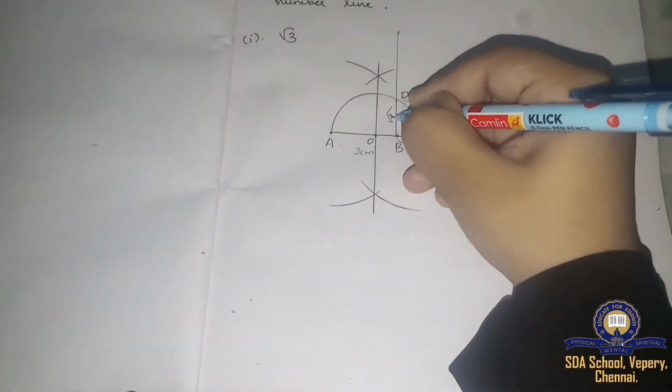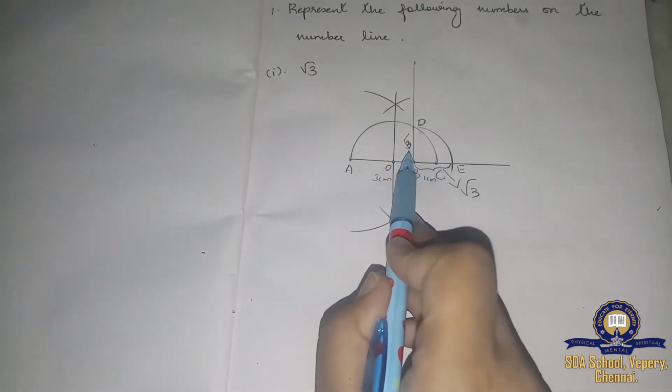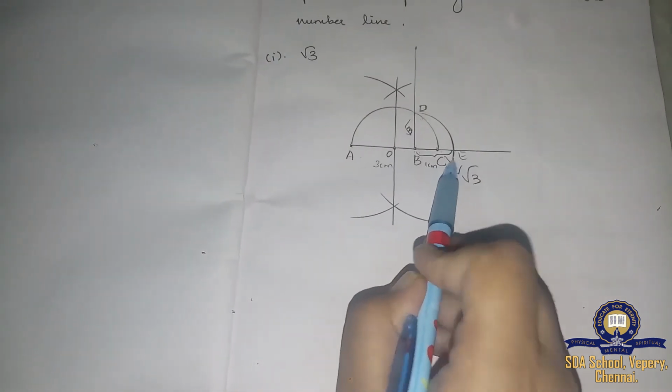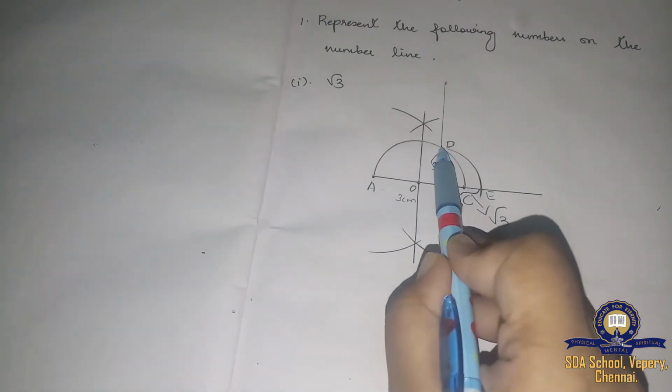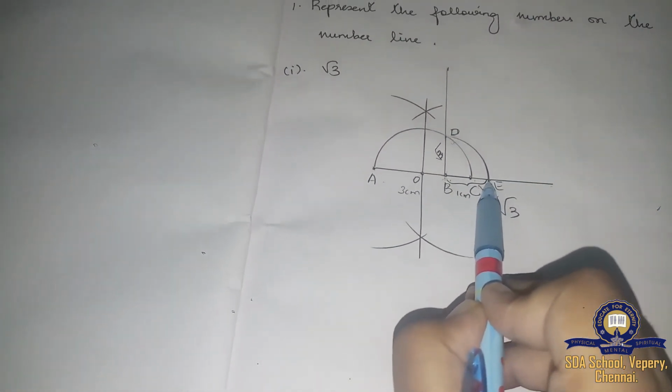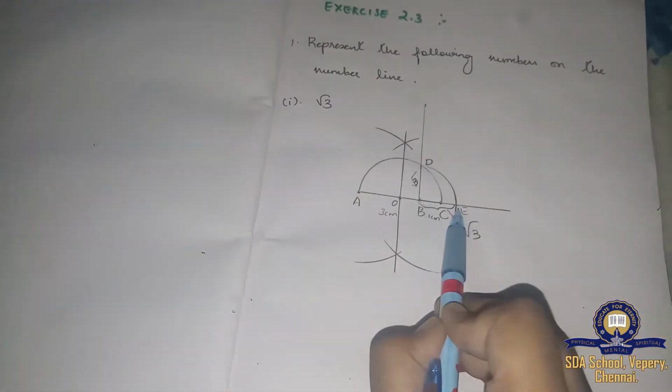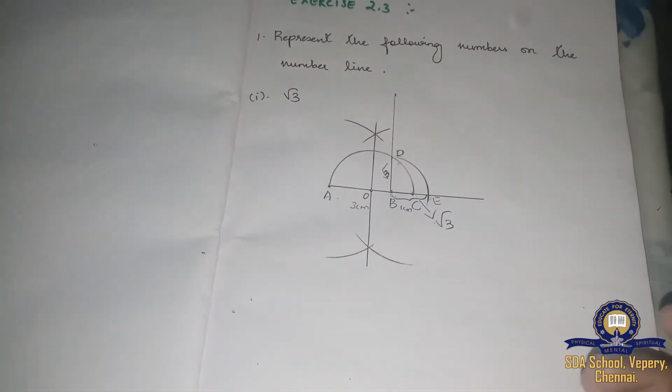Now you have to also draw root 3 on the x-axis, isn't it? You have to measure BD, and then from B as the center you have to cut an arc at E. Now this BE is root 3. You get it, students? Rough tip.